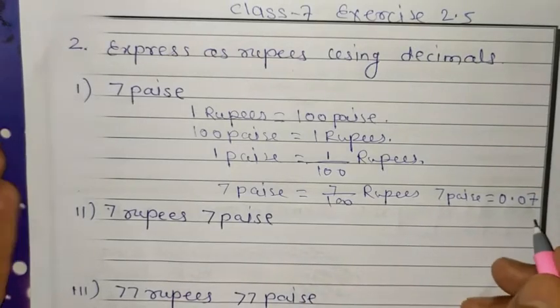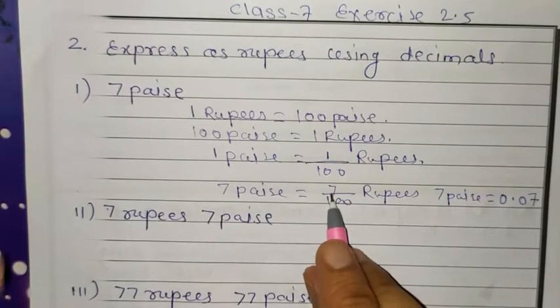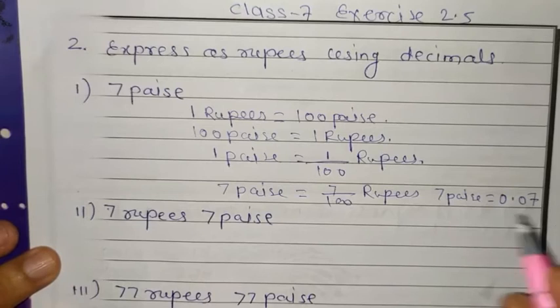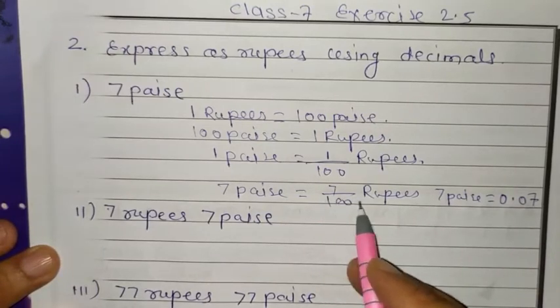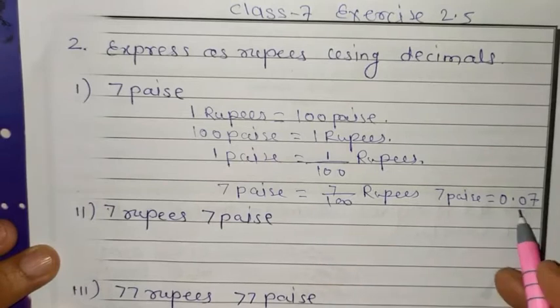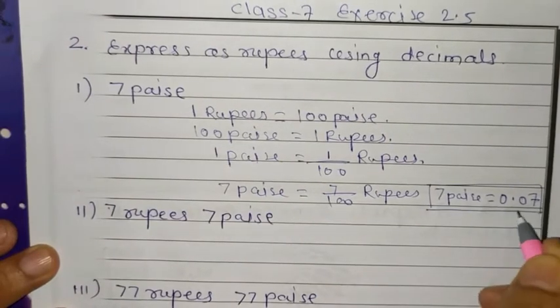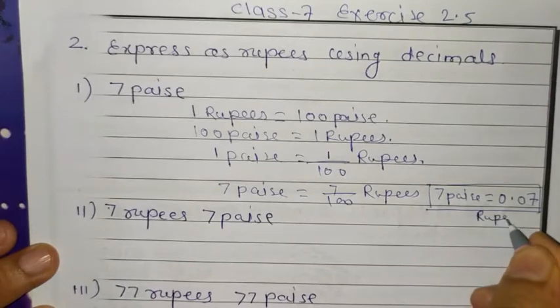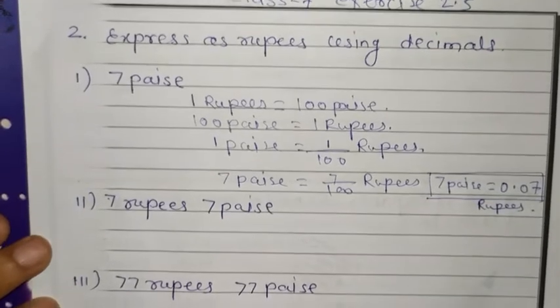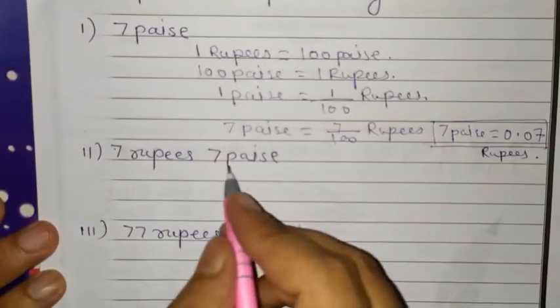Because if you multiply this by 100, you will get the answer 7. So here 7 divided by 100 is nothing but 0.07. That thing you should understand. So 7 paise is nothing but 0.07 rupees. Got that?